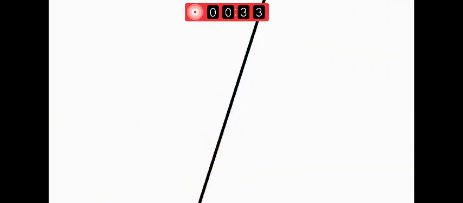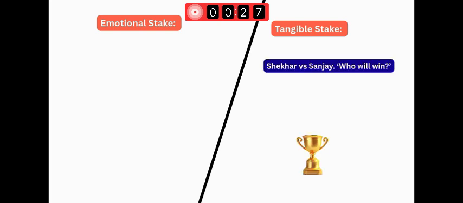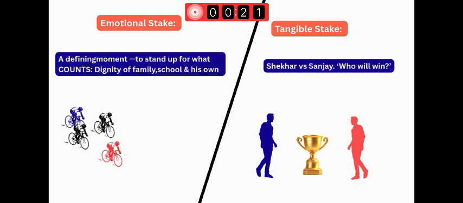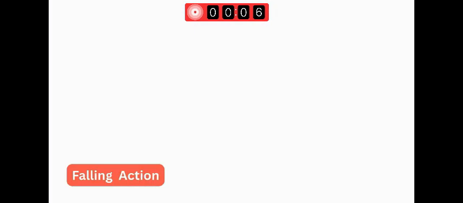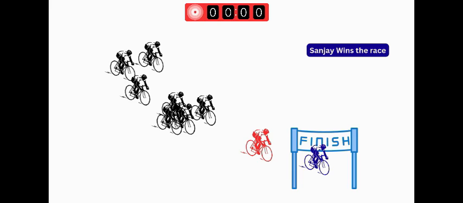The climactic moment comes here when Shekhar and Sanjay are just 200 meters away from the finish. Now the stakes are who will win, whether Shekhar or Sanjay. But the emotional stake is that Sanjay definitely knows that it is this moment which is a defining moment, after which Shekhar and the likes of Shekhar would never be able to stand up to him, never would feel entitled to anything. At this point of time, the tension is at its peak. In the following action, Sanjay uses a cycling gear in order to overtake Shekhar at the final moment to claim the victory. This is definitely a nail-biting finish for the audience.